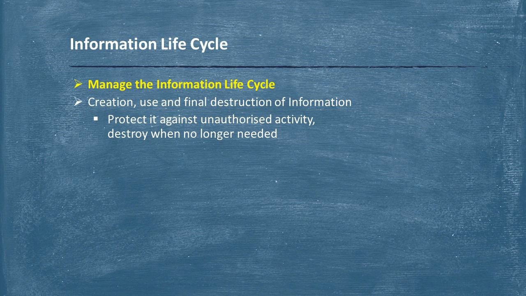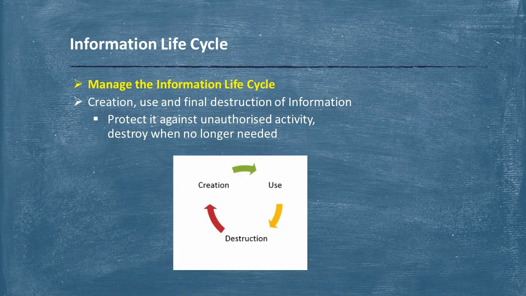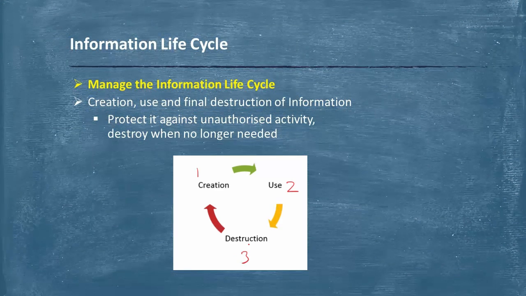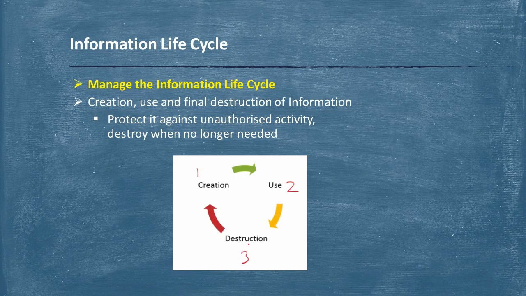In this session, let us look at the information life cycle. Information gets created, then used, then destroyed. Three stages, actually: creation, use, and destruction of information. Protect it against unauthorized activity. Destroy when it is no longer needed. That is what has to be kept in mind at each stage: protect it against unauthorized activity, and destroy it whenever it is no longer needed.